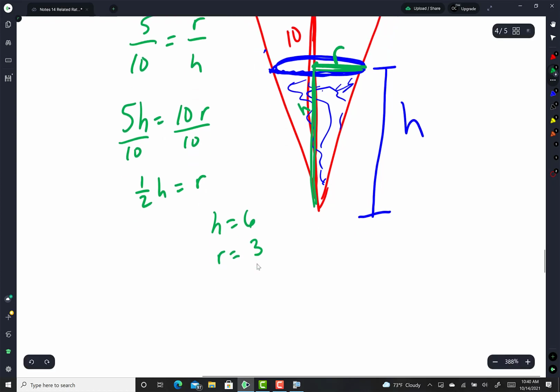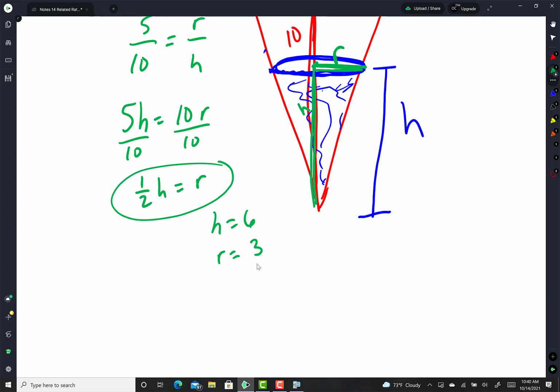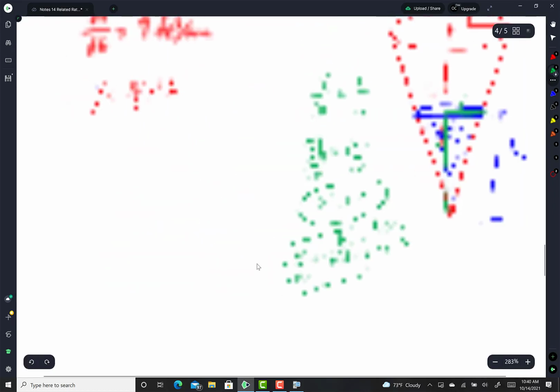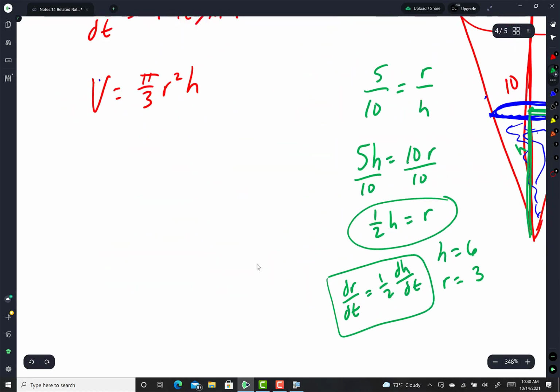The other relationship we're going to get, we're going to take the derivative of that with respect to what? Time, right? So dr/dt is equal to 1/2 dh/dt. I need that relationship because I'm going to need it when I take the derivative of volume over here. Are we okay?